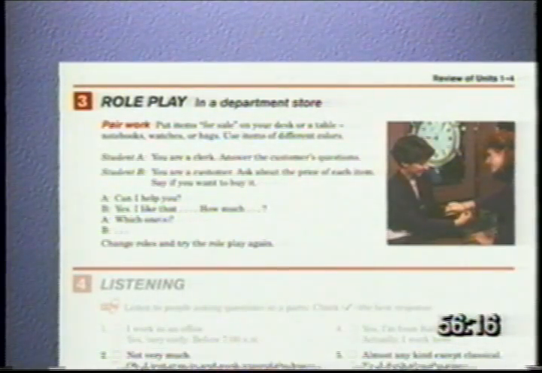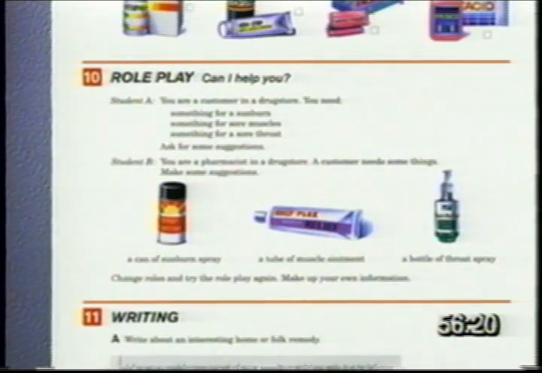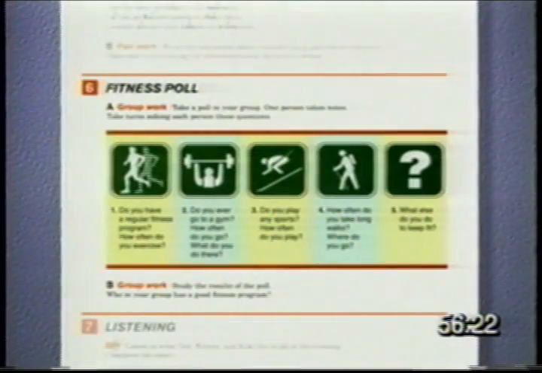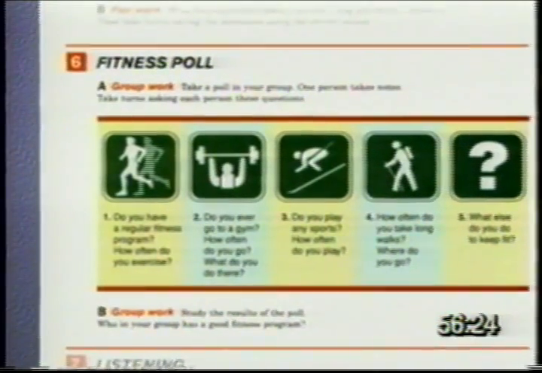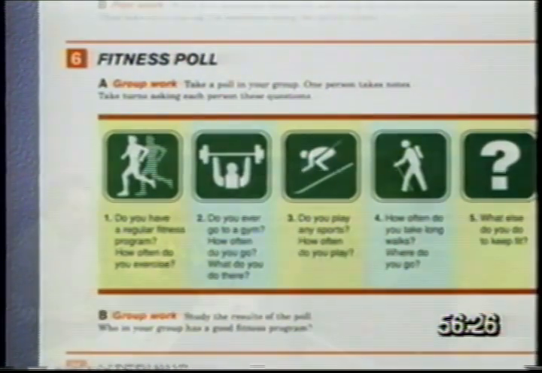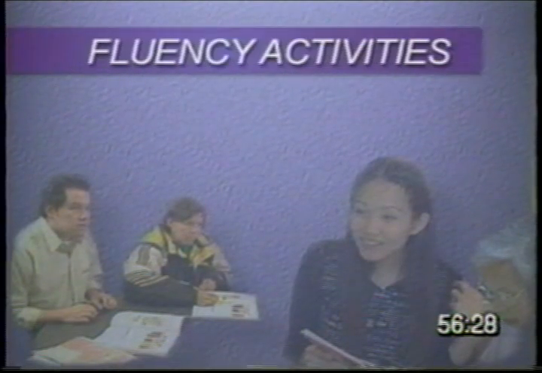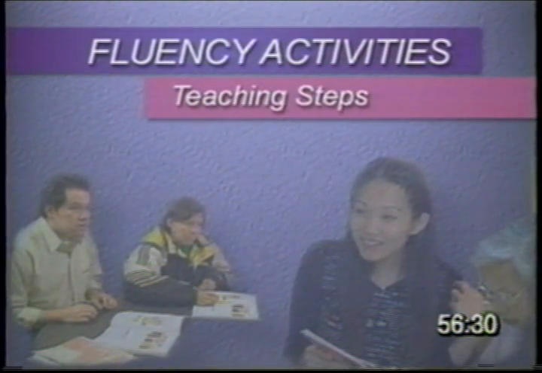The pair work, group work, and role-play activities in New Interchange provide the student with more personalized and meaningful practice of the new structures, functions, and topics. There are 5 general teaching steps for fluency activities.